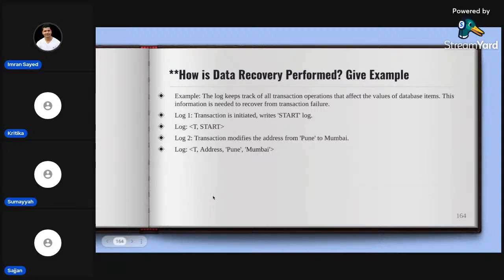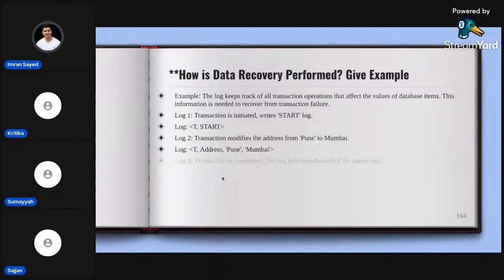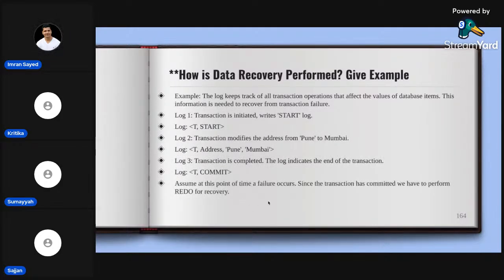So which one was redo? This one: committed changes are reapplied. So let's say you update the address, and then you commit it, which is saved, and then you make an error. You do something else and you make an error. You don't want anything after this commit. So whatever this commit was, you reapply that using the log. So that's what it is.